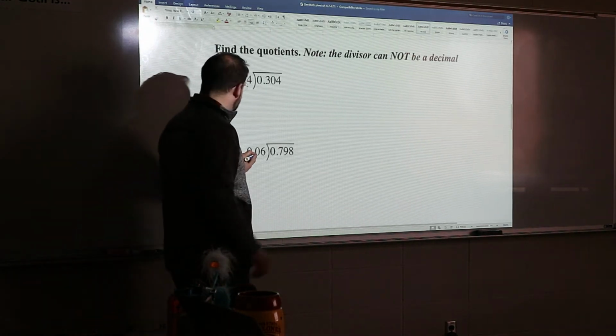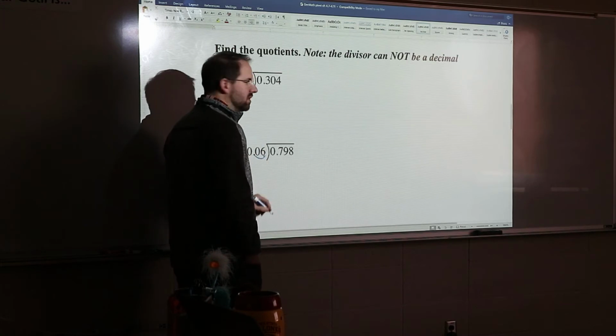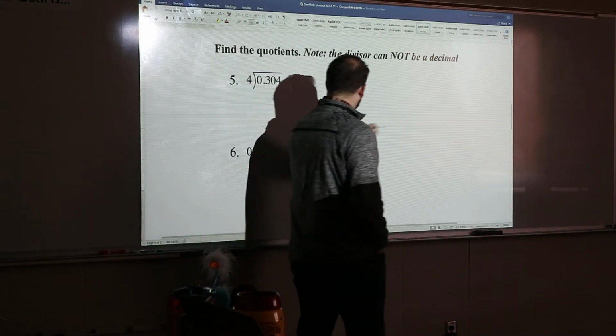Alright, so I'm going to need to move the decimal. So the decimal is going to move over 2 spots, it's going to be behind the 6. So it's going to be that 6 is on the outside, right? The decimal is behind it. Now, how many spots did I move the decimal?